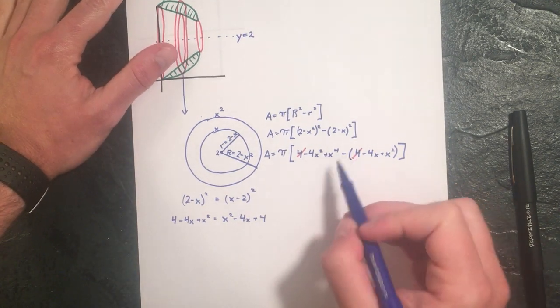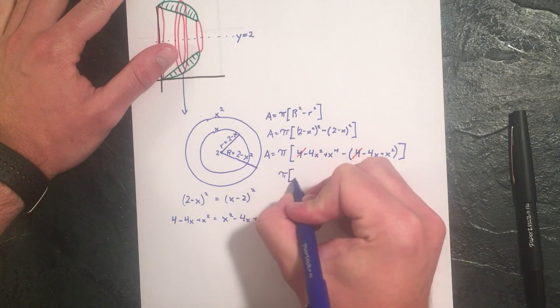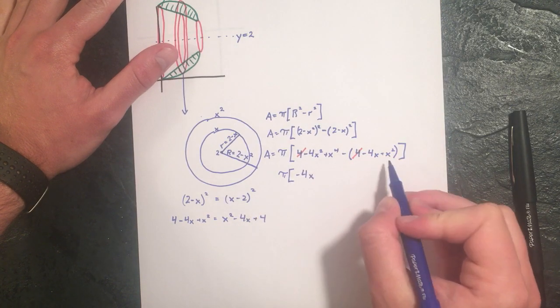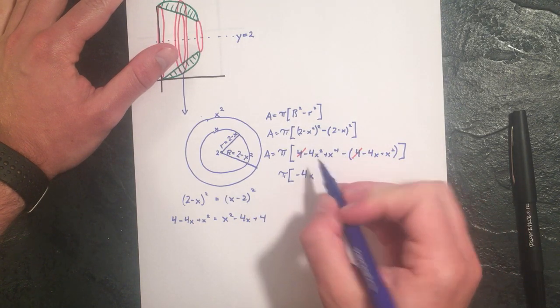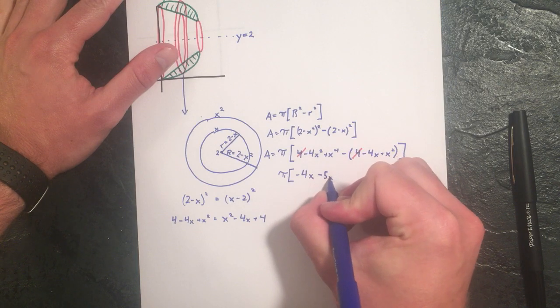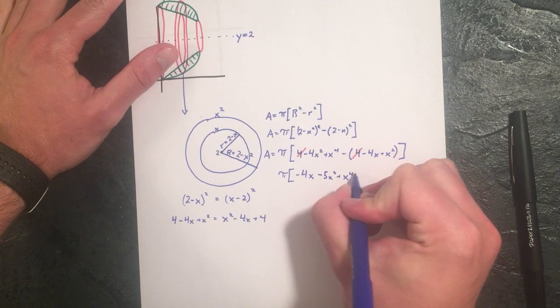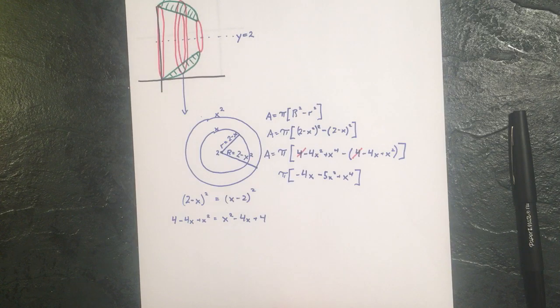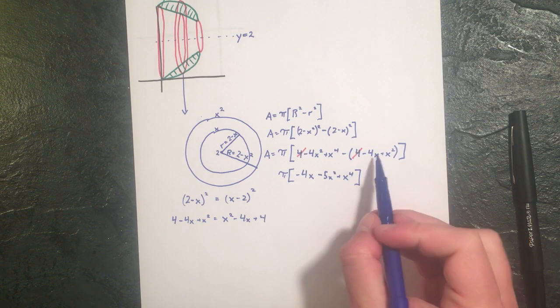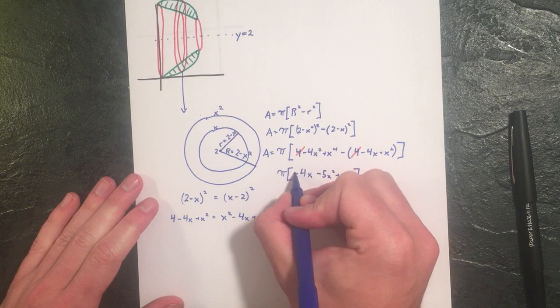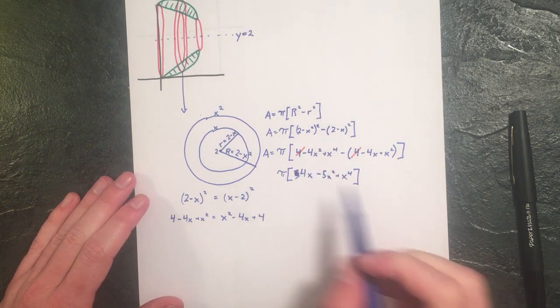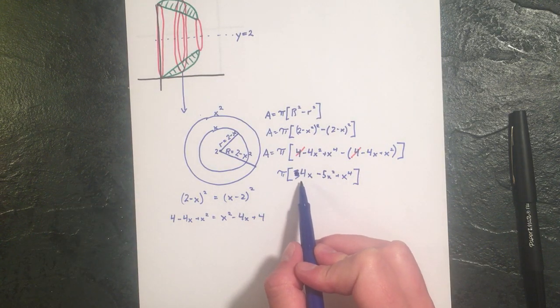The minus 4x is nothing to factor with, so we have a minus 4x here. We are subtracting an x squared, so minus 5x squared plus x to the 4th. And I think I've done that right. Nope, this negative, I'm subtracting it, whoops. That's why I'm double checking here. So that's a positive 4x.